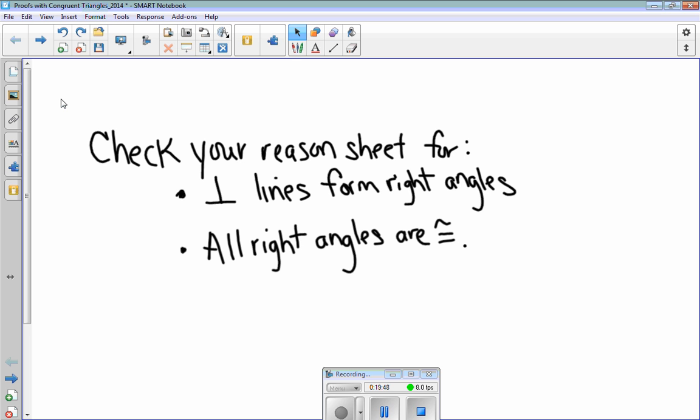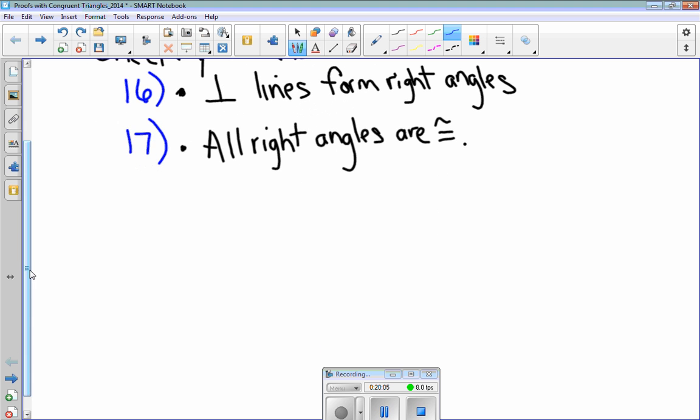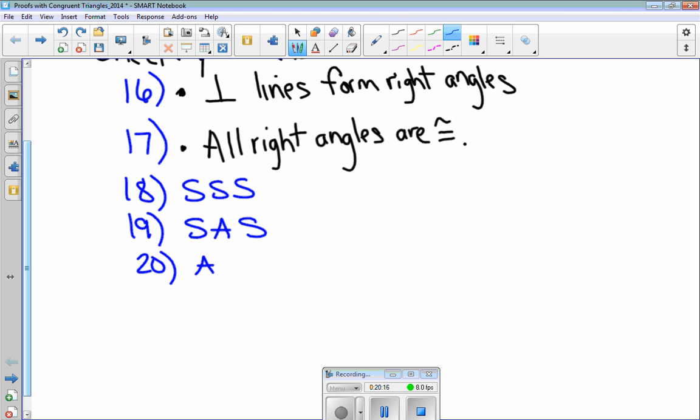Okay. What number on the reason sheet are we on? This will be 16 and 17? Okay. So if you would please add 16 and 17. And we might as well go ahead and use our reasons for congruent triangles, right? Let's add all of those. So let's go ahead and add 18, side, side, side, 19, side, angle, side, 20, angle, side, angle, 21, angle, angle, side, and 22, HL.